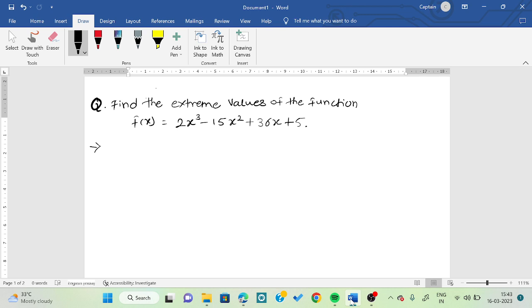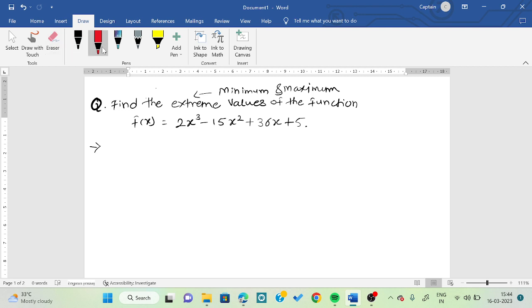So here, Professor Abhijit, today we are starting with how we are going to solve this function. This is a function, 2x cube minus 15x square plus 36x plus 5. And we are going to find its extreme values. Extreme values means what? You need to find the minimum and maximum value.